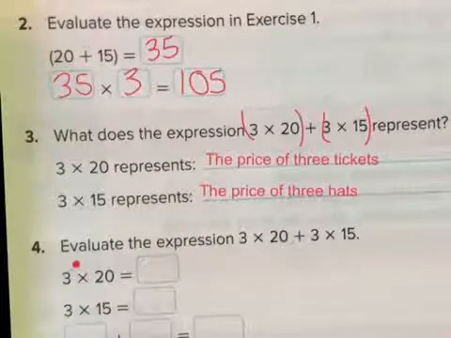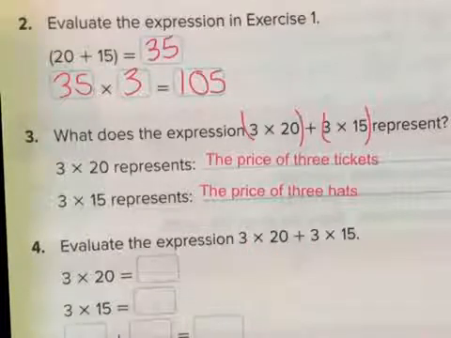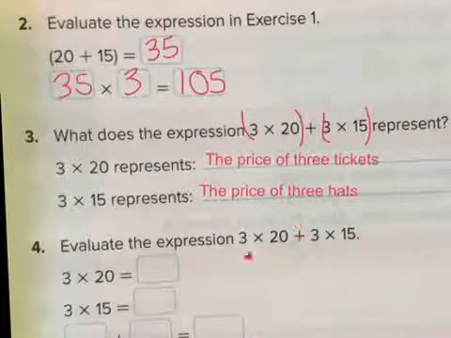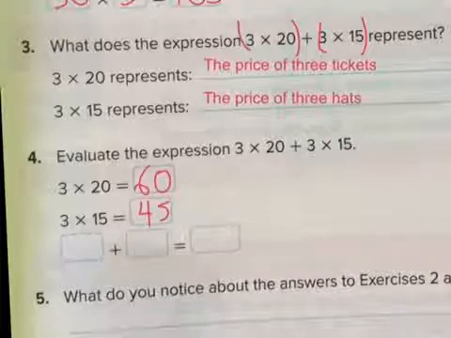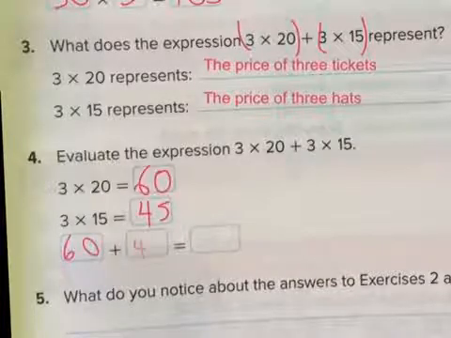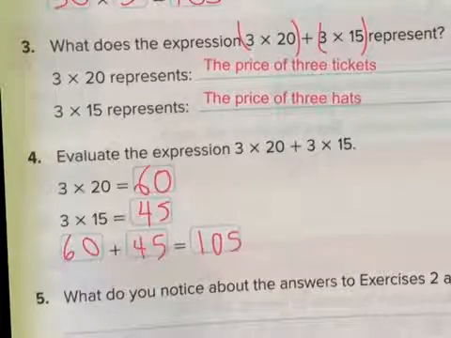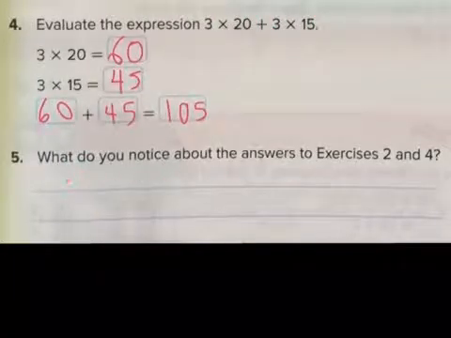So now let's evaluate the expression 3 times 20 plus 3 times 15. Remember, order of operation dictates that we must multiply these before we add both of these expressions. 3 times 20 is 60, and 3 times 15 is 45. And now we have to add them, where we have our 60 plus our 45 equals 105. Yes? So what do you notice about the answers to exercise 2 and exercise 4?